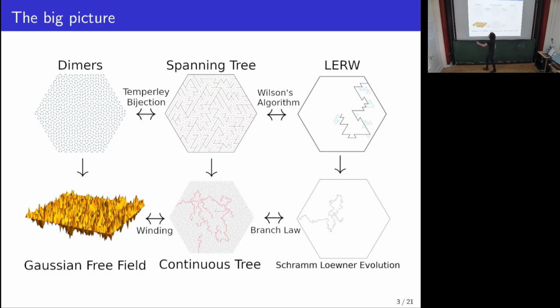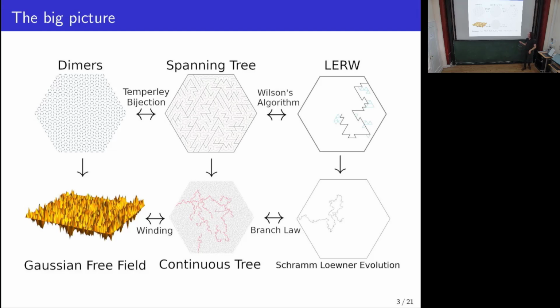Here, you first need to encode your dimer configurations in a height function. I will not say how to do that, but it's in the picture. So before, it's kind of this image that you saw on the right, the three-dimensional one. And then it will converge in this setting, because I have flat boundary condition, to a GFF. Then the tree also has a limit, and that is a continuum random tree. And the loop-erased random walk has a limit, which is called SLE2.